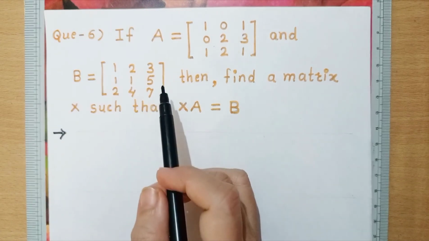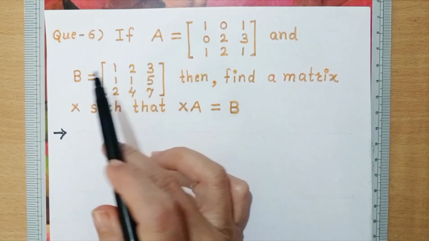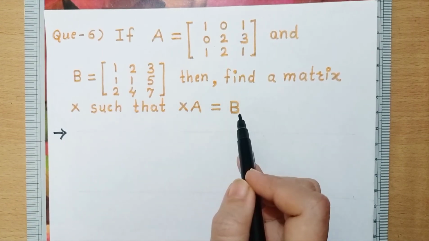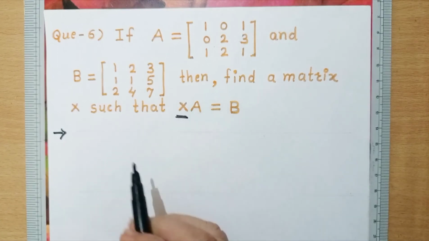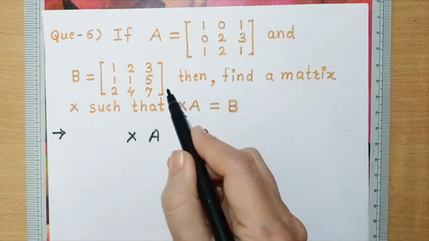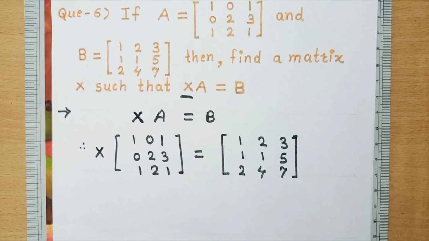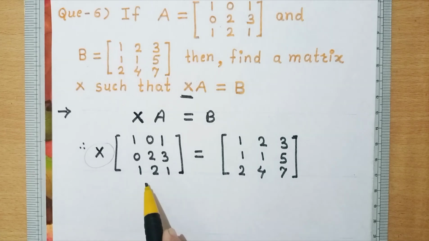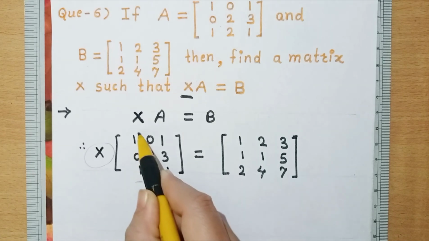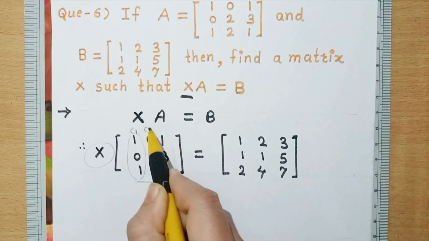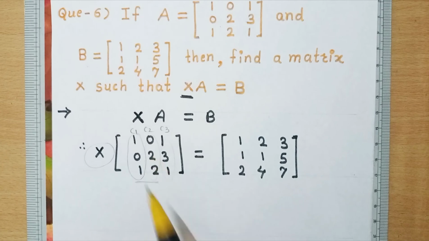Now students, let's check this question. Here we have given A and B matrices. We also know the relation XA is equal to B, and we have to find out X here. So write down first this relation and substitute these two matrices. Now here we have to find out this X matrix, and this is post factor, so we will use column transformation here. So this is C1, C2, C3.